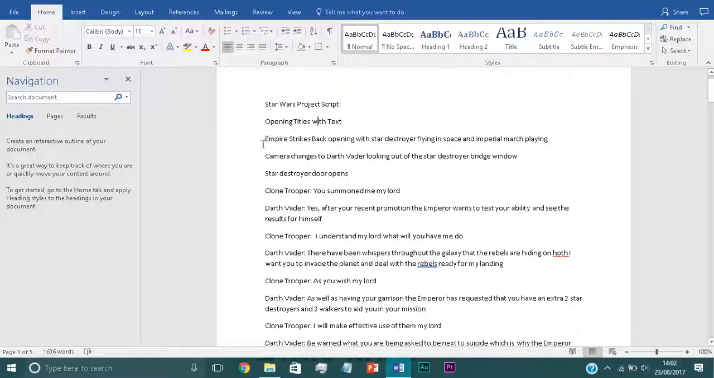But anyway, Empire Strikes Back opening with Star Destroyer flying in space and Imperial March playing. If you watch the original Empire Strikes Back opening, the bit with the Star Destroyer flying past with Darth Vader on the Super Star Destroyer, I was going to have that as the opening bit. Originally it was going to be a load of the Star Wars clips put together from the movies, but then I realised I couldn't do that for copyright.